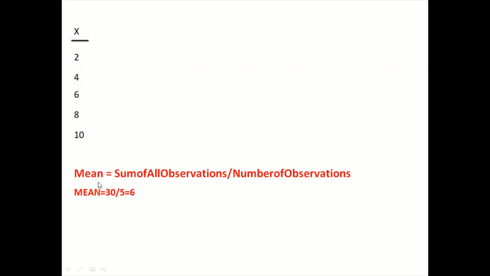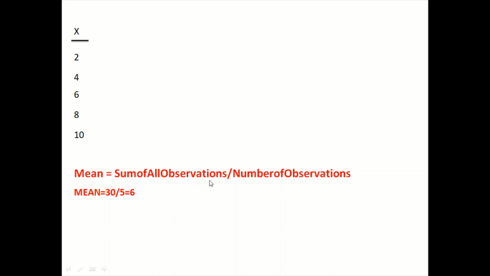Now what I need to do? I need to add all these values, that is 2, 4, 6, 8, 10, which is stored to the sum of x. Now to find the mean, I need to divide the sum of all these by n numbers, that is 5 numbers. You can see it, mean is equal to sum of all observation divided by number of observation.